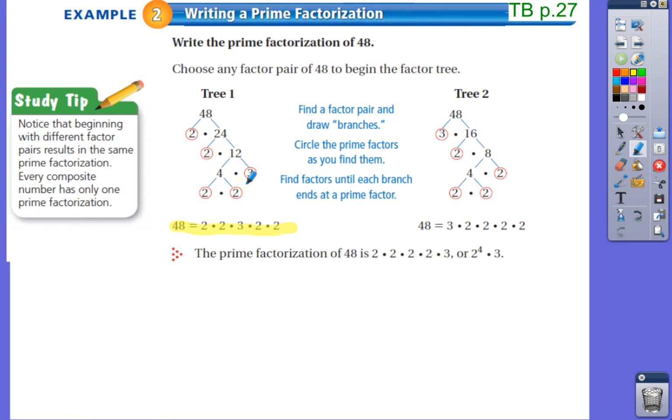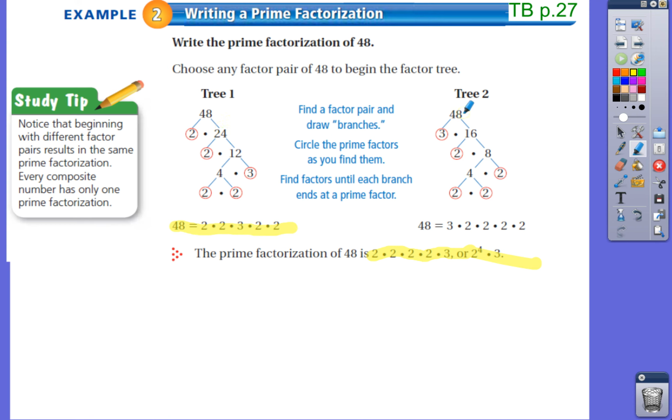Now, they've just copied the numbers down here in the order that they came across them, but it should be rewritten as they did down here, starting and going from least to greatest. Now, I want you to take a look at tree 2 because you may be thinking, what if I didn't use 2 times 24? Will I still get the same answer?